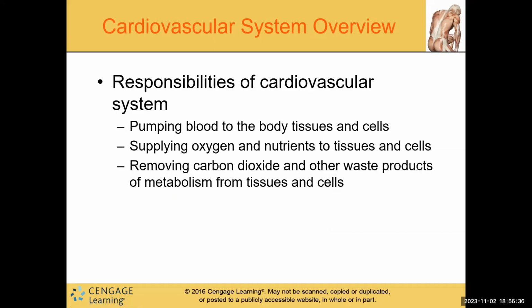So the cardiovascular system pumps blood to the tissues and cells throughout the body, supplies oxygen and nutrients to the tissues and cells, and then it removes carbon dioxide and other waste products of metabolism from tissues and cells. So when we breathe in oxygen, it goes through our body, it nourishes our body, allows us to live. But then the waste product is carbon dioxide. We have to remove that because we can die from carbon dioxide, and the blood will take it out and we'll breathe it out into the environment and then breathe back in more oxygen. So it's an exchange of both.